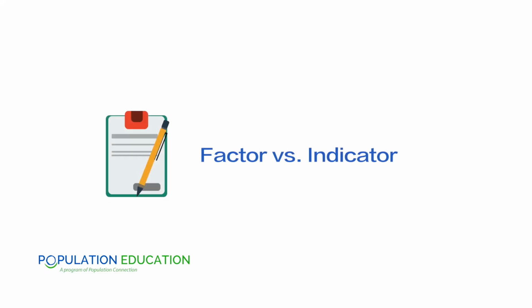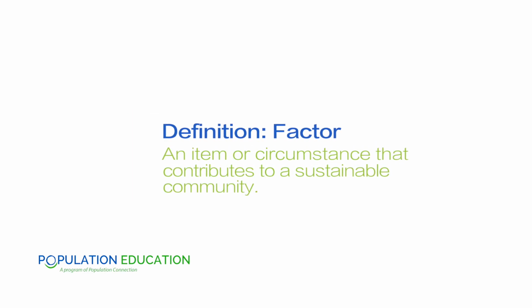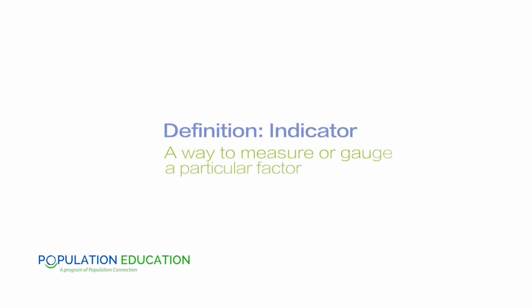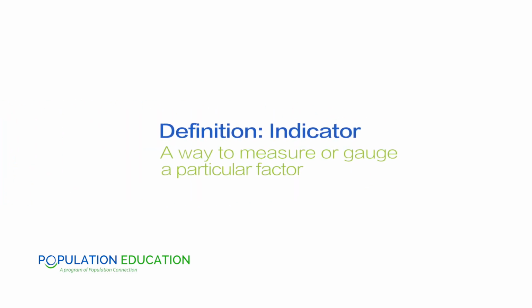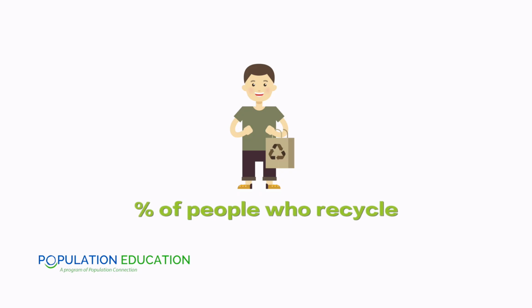But before they do that, it's really important for students to understand the difference between a factor and an indicator. So a factor is an item or a circumstance that contributes to a sustainable community. So for example, a factor might be a community having a strong waste management system. An indicator is a way to measure or gauge this particular factor. So using the waste management system example, the indicator could be the percentage of people who consistently recycle their waste.